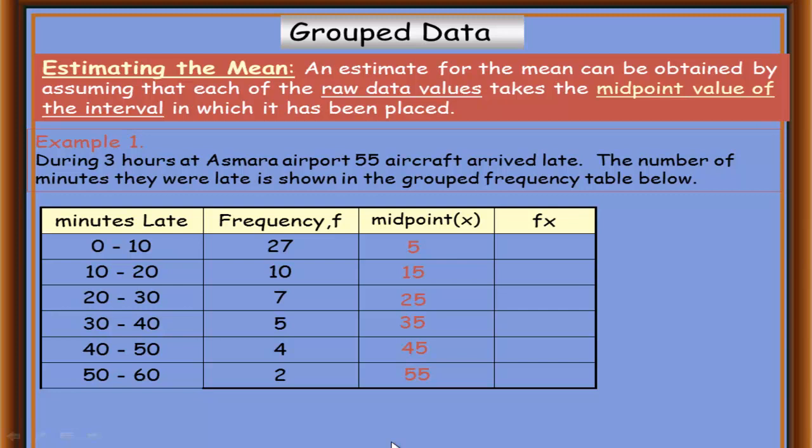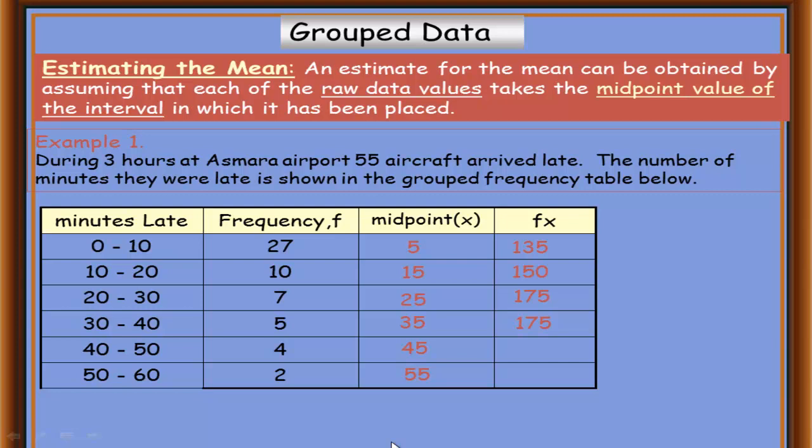Let us find the total frequency. For the first one, 27 times 5 is 135. The second one is 10 times 15, 150. The next is 7 times 25 is 175. The next is 5 times 35 is 175.